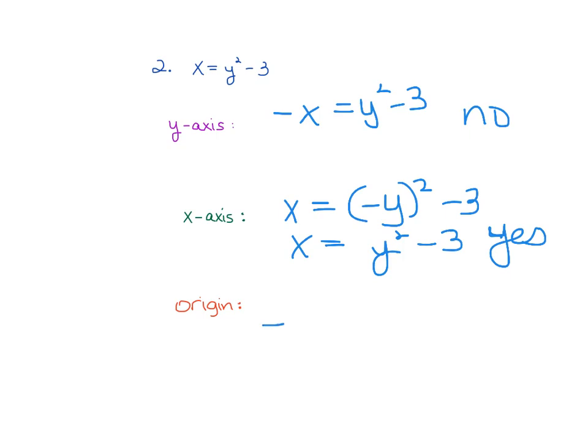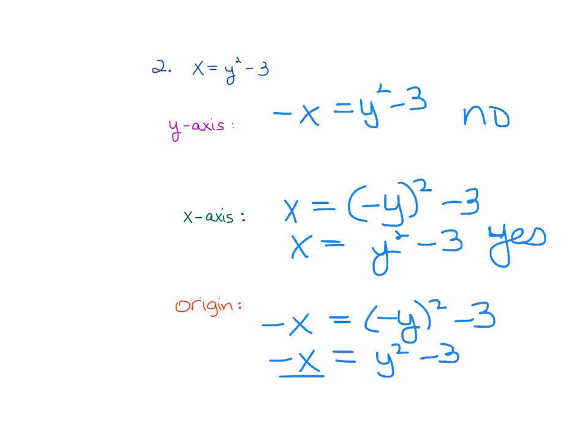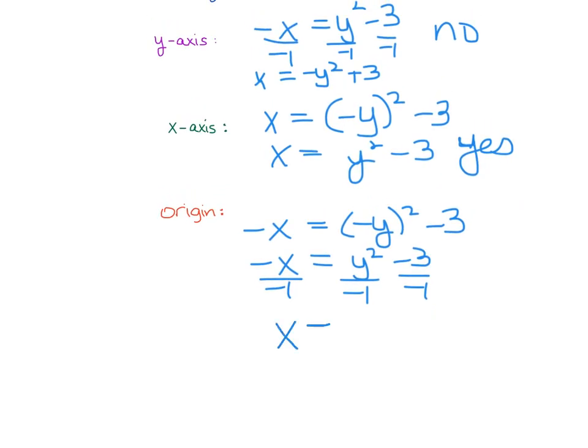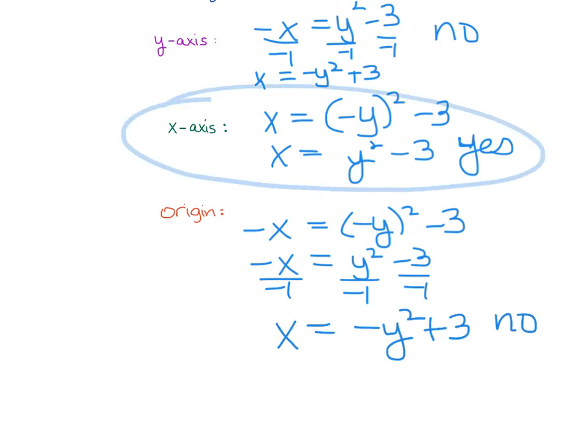The origin, make them both negative. The y becomes positive. It does not look like the original, even if I solve here for x. I should have done this one on this one also. Divide by negative 1. This becomes x equals negative y squared plus 3. Didn't look like the beginning. This one the same. It will not look like the beginning, so no. So this one has only x-axis symmetry.